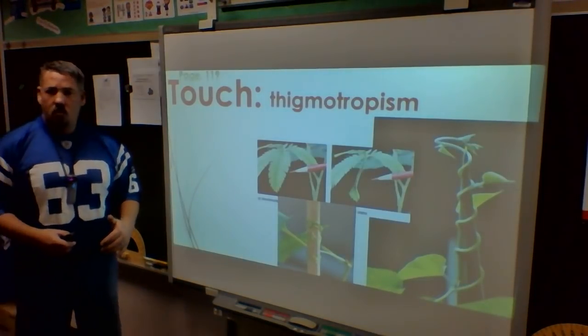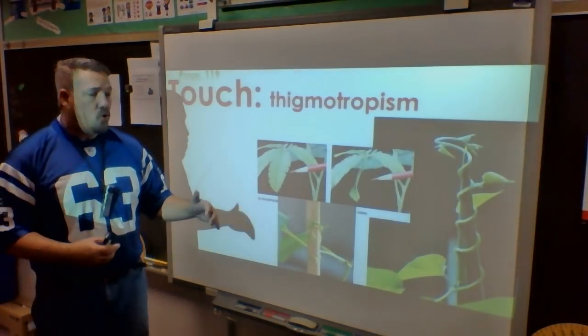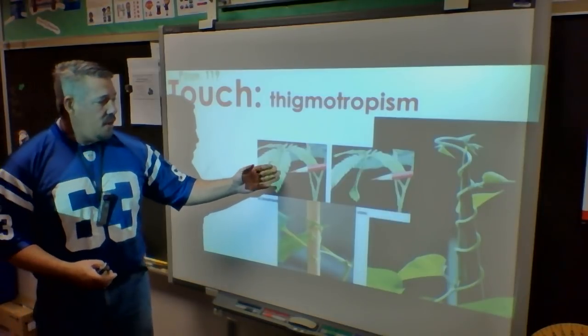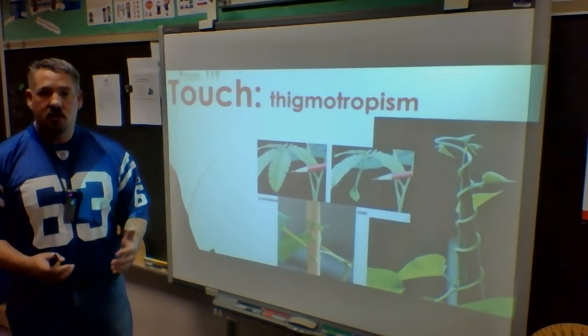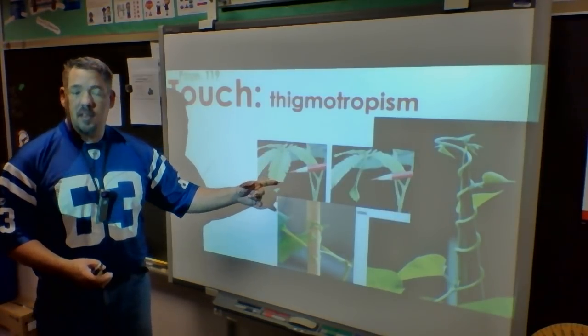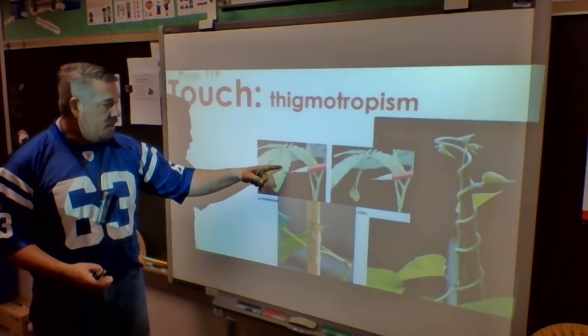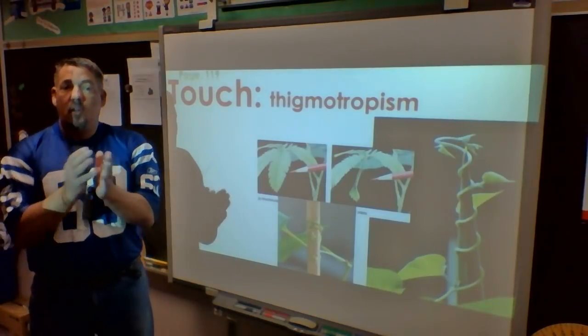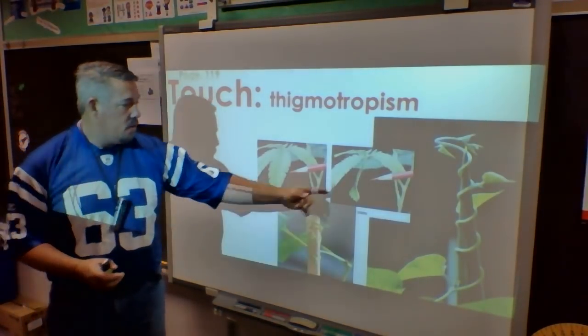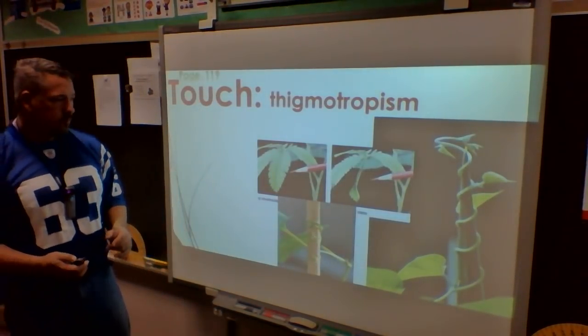Another type of thigmotropism is something we will see more in tropical plants. But like these ferns, they have a reaction system. They want to protect themselves. So the moment that this pencil lead touches one of these little leaflets, they close up, they fold. They don't like being touched.